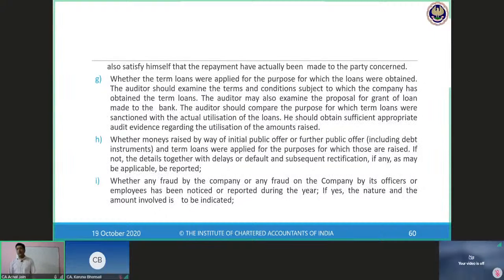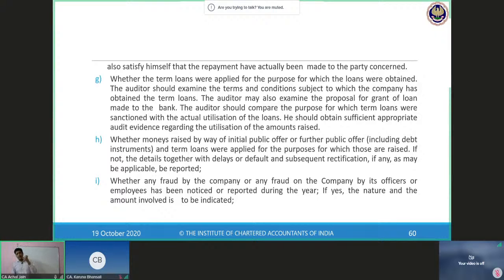Next, a very important clause which CARO covers: whether any fraud by the company or any fraud on the company by its officers or its employees has been noticed or reported during the year. Now it covers two types of frauds. Maybe the company has done some fraudulent activity. That is again not good, and not acceptable. Or maybe some fraud has been committed on the company by its officers or employees. Both are again not acceptable things in the context of a company. So that's why all of these things are required to be reported by the auditor.